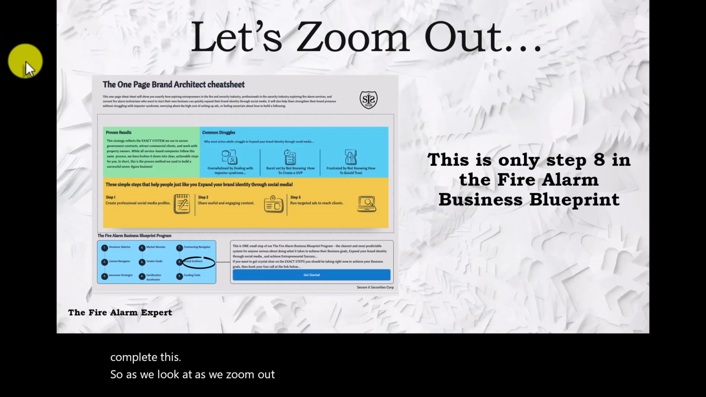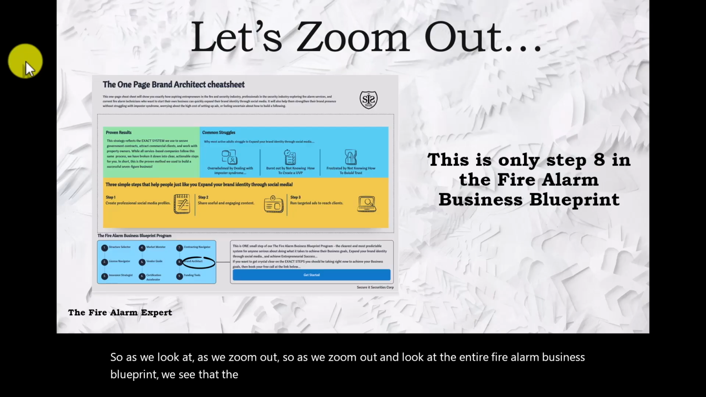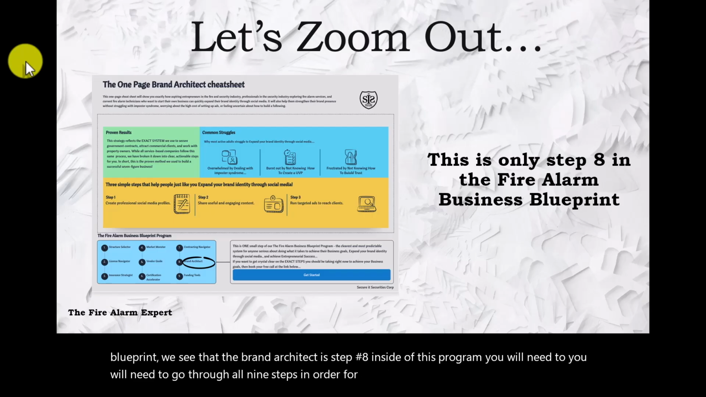So as we zoom out and look at the entire Fire Alarm Business Blueprint, we see that the Brand Architect is step number 8. You will need to go through all 9 steps in order for you to fully understand how to start, operate, and grow a fire alarm business.